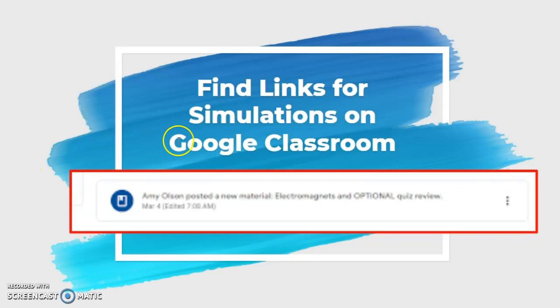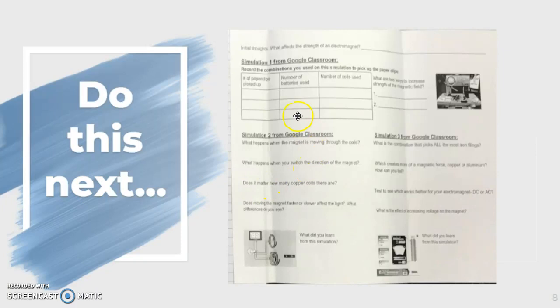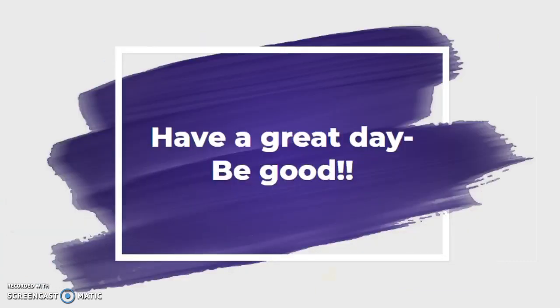To find the links for Google Classroom, you look for the Electromagnetics Optional Quiz Review link on Google Classroom. And then please just go in order. Simulation 1, Simulation 2, Simulation 3 are listed in order on Google Classroom. And you'll notice on the handout it says Simulation 1, Simulation 2, and Simulation 3. So work through those in order. That's about it. Should be pretty straightforward.